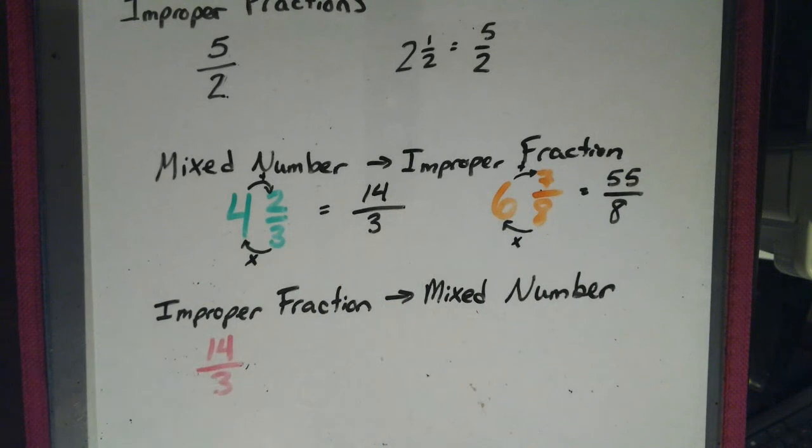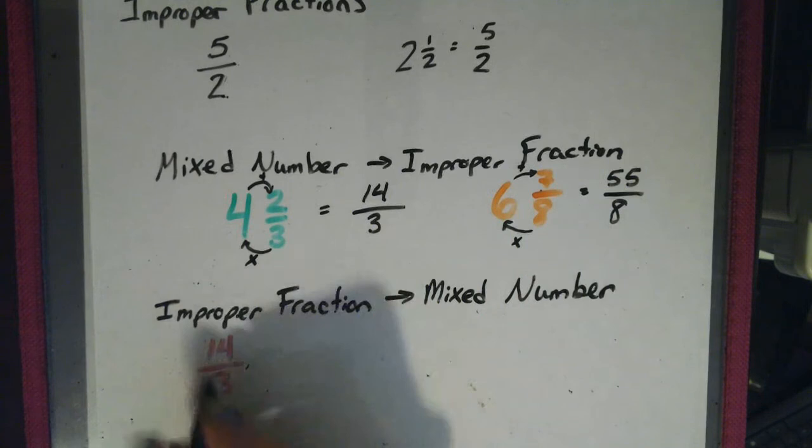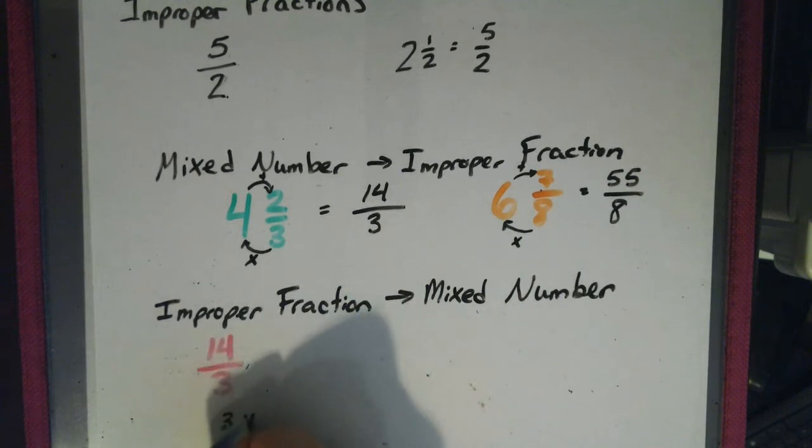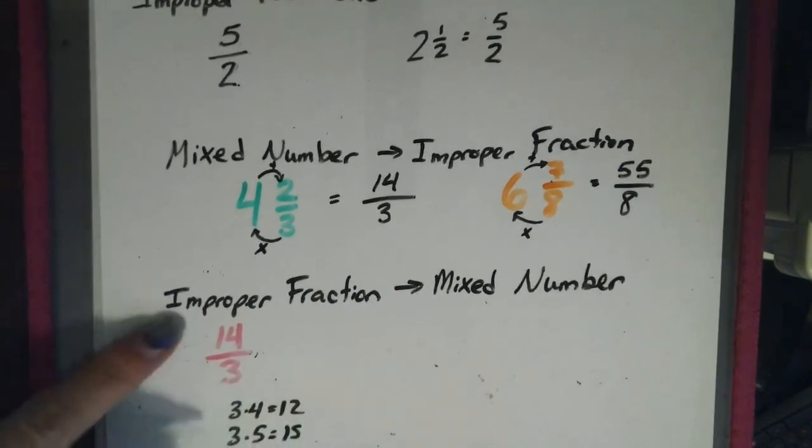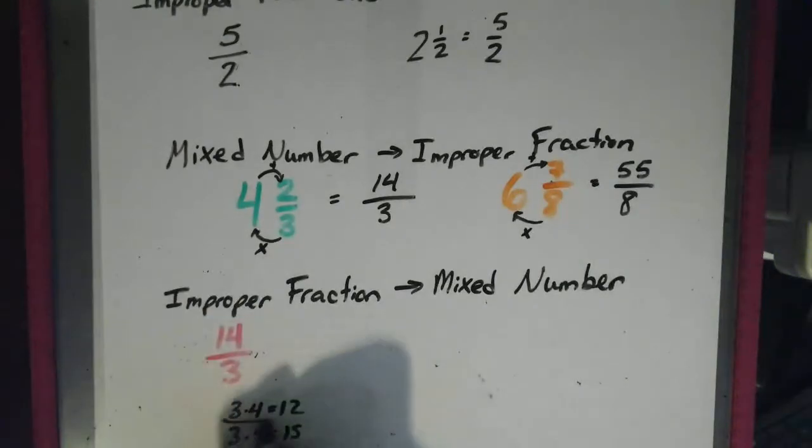How many times does it go all the way in? Well, 3 times 1 is 3. We can put in more. 3 times 2 is 6. 3 times 3 is 9. 3 times 4 is 12. 3 times 5 is 15. Uh-oh. So we know 3 times 4 is 12. 3 times 5 is 15. But I only have 14 to work with, so I can only go all the way in 4 times.